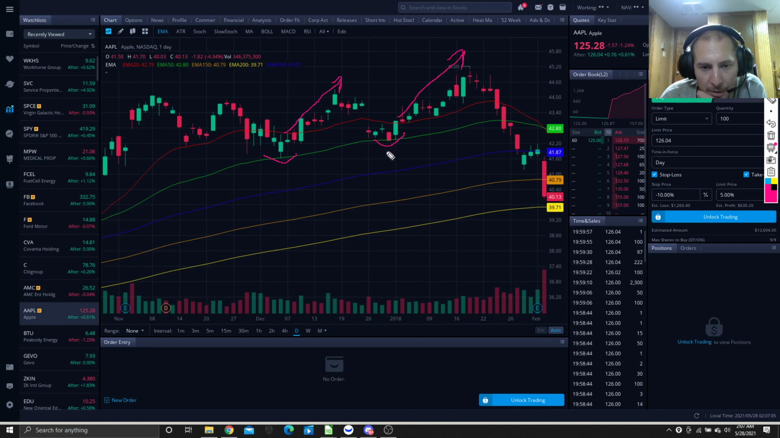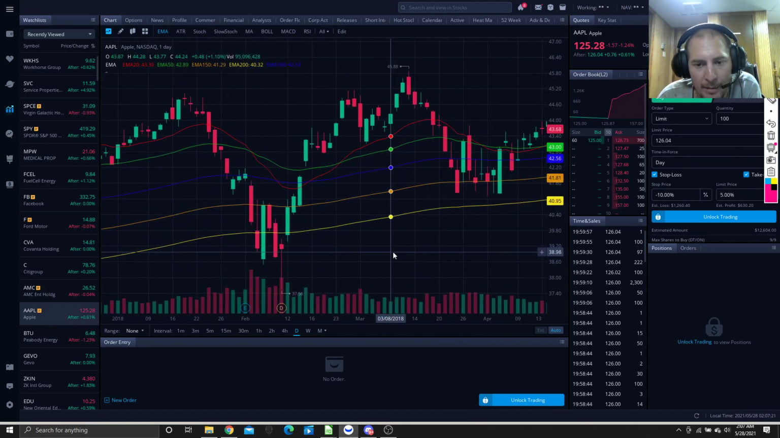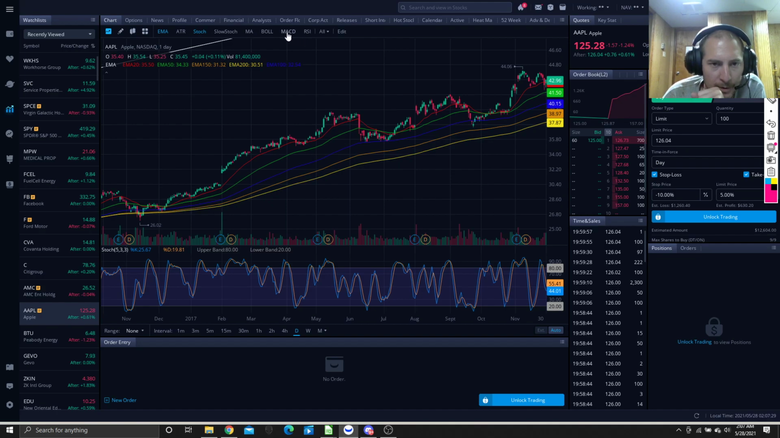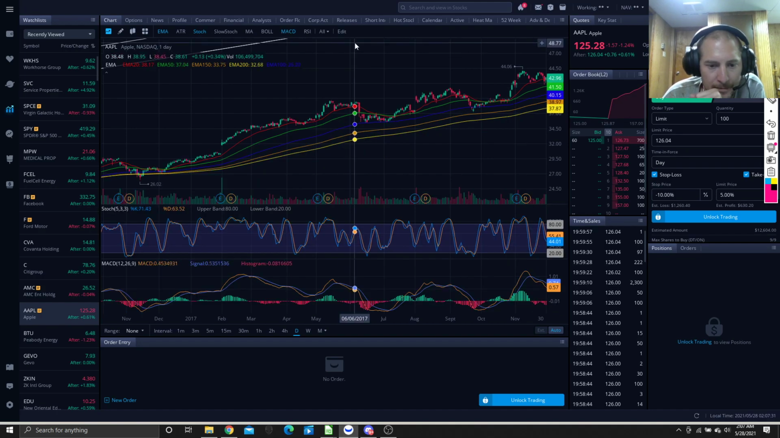And we're just using our candlestick reversal patterns, which would be these candles here and these candles here. They're rejection candles off of these moving averages. So how can we make this a little bit more high probability? What we're going to add in is a stochastic, and we're going to add in the MACD.